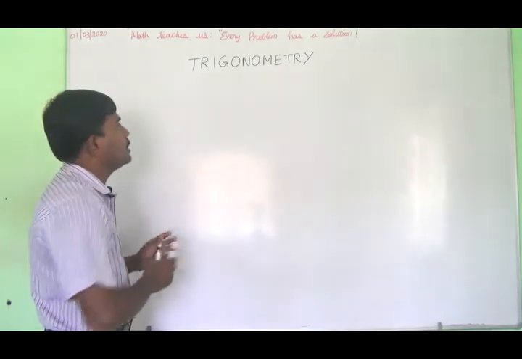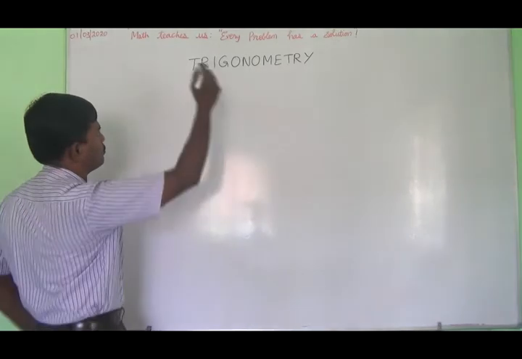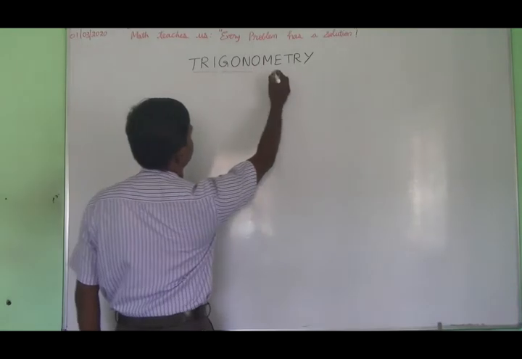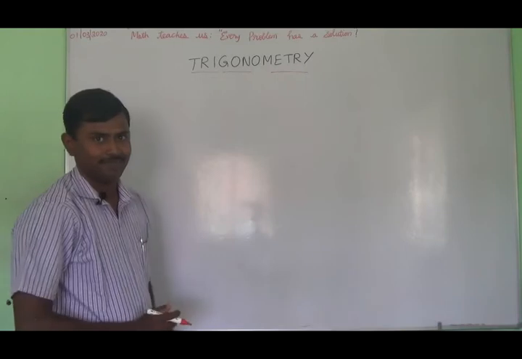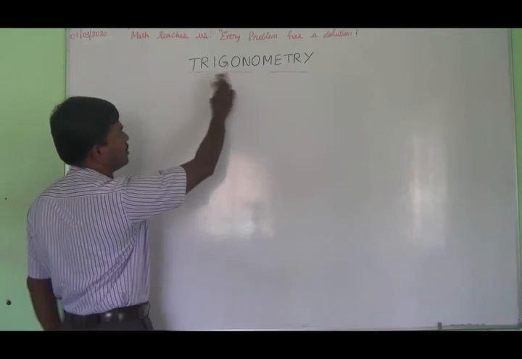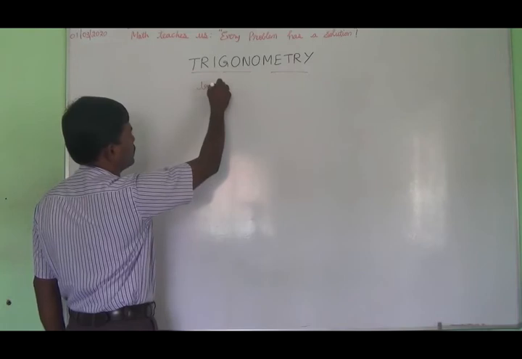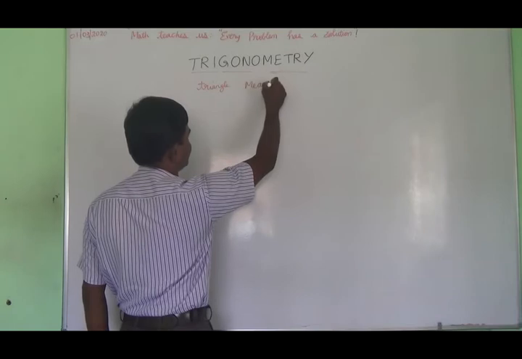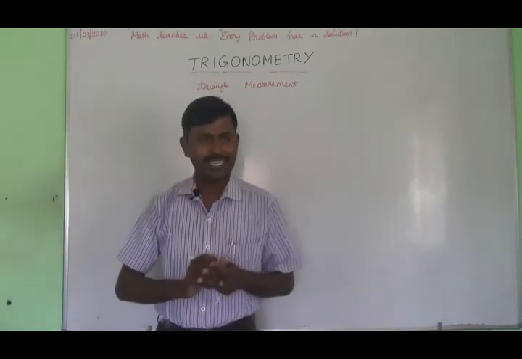First of all, what does the word trigonometry mean? It is the combination of three words: tri means three, gono means angle, metry means measurement. So, trigonometry refers to triangles, and metry means measurement. So, in fact, it is some kind of measurement using triangles, right?